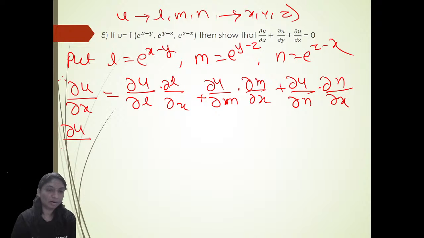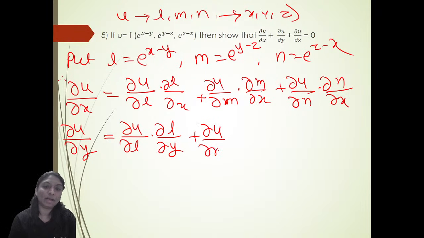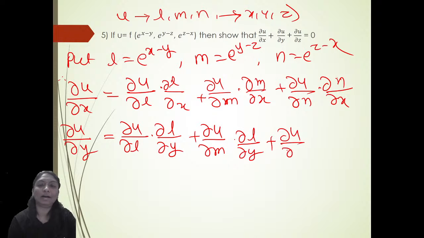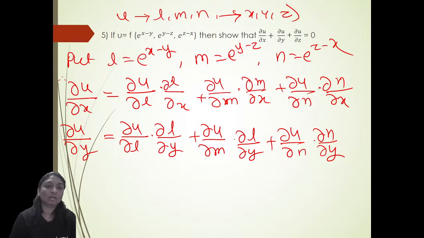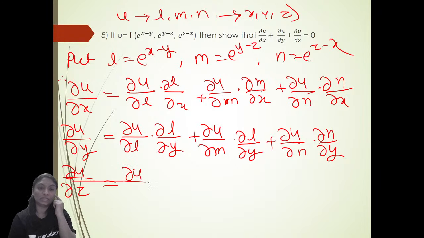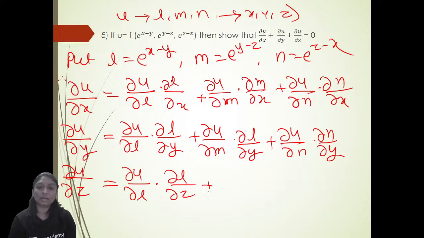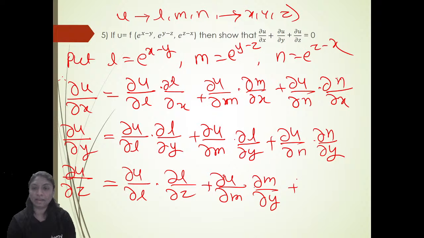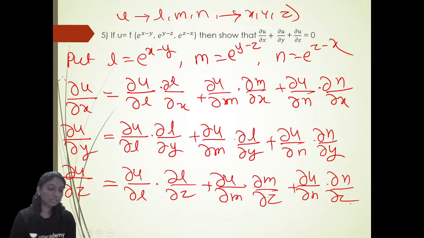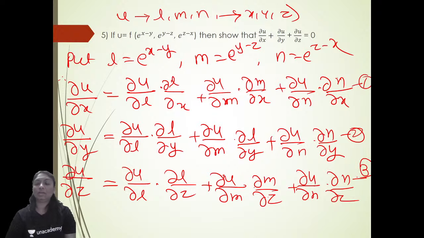Exactly similar way, ∂u/∂y is equal to ∂u/∂L into ∂L/∂y plus ∂u/∂m into ∂m/∂y plus ∂u/∂n into ∂n/∂y. ∂u/∂z is equal to ∂u/∂L, sorry, into ∂L/∂z plus ∂u/∂m into ∂m/∂z plus ∂u/∂n into ∂n/∂z. Call these equation numbers 1, 2 and 3.